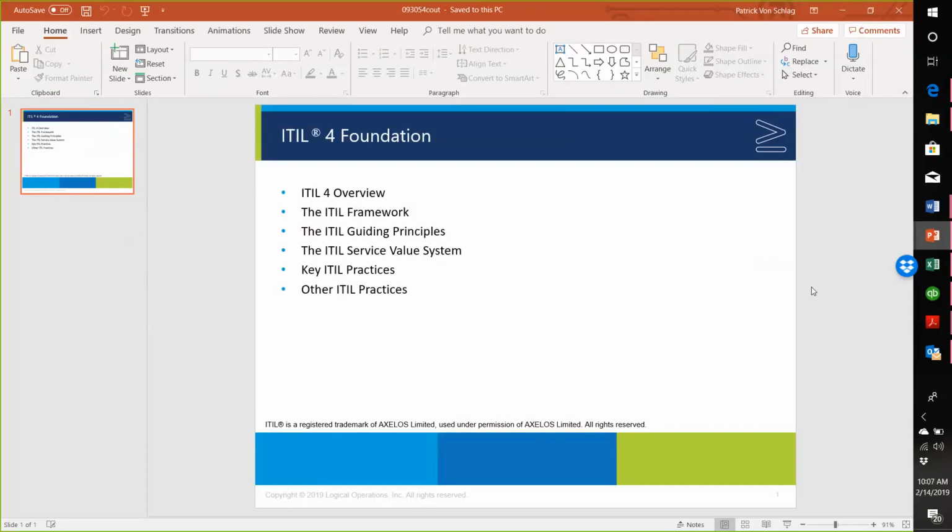For those of you who are familiar with the ITIL 4 syllabus, it creates 2 tiers of what are now called practices. And those practices are covered at different levels of depth, and the expectations for the students are different in terms of what their examination expectations will look like.